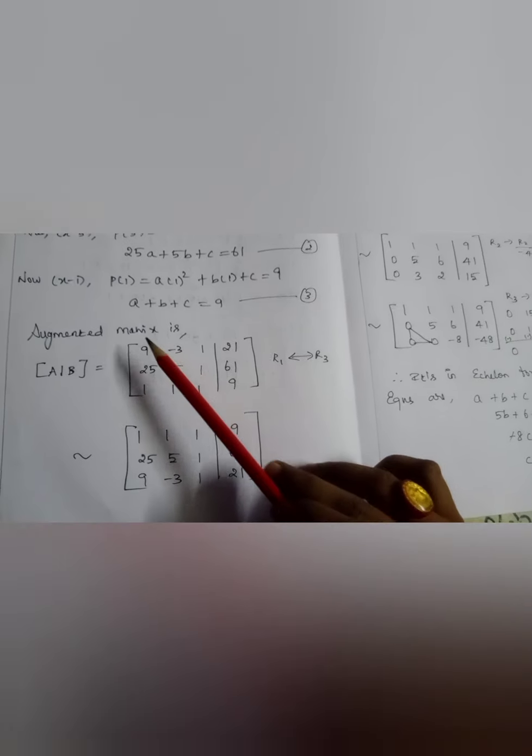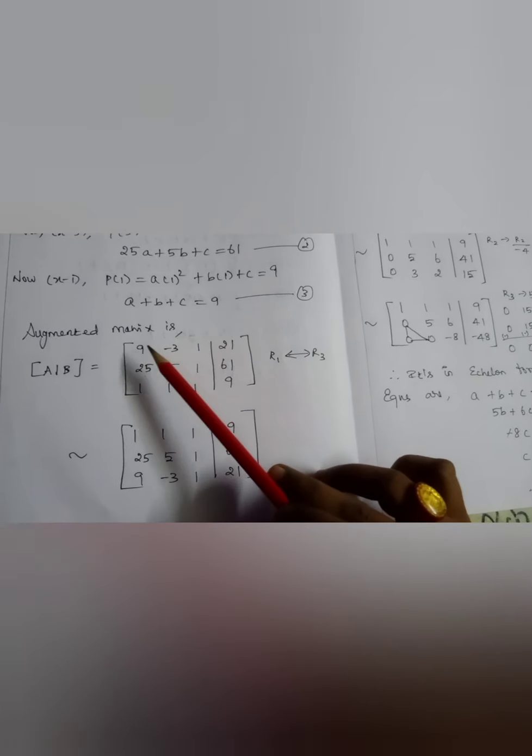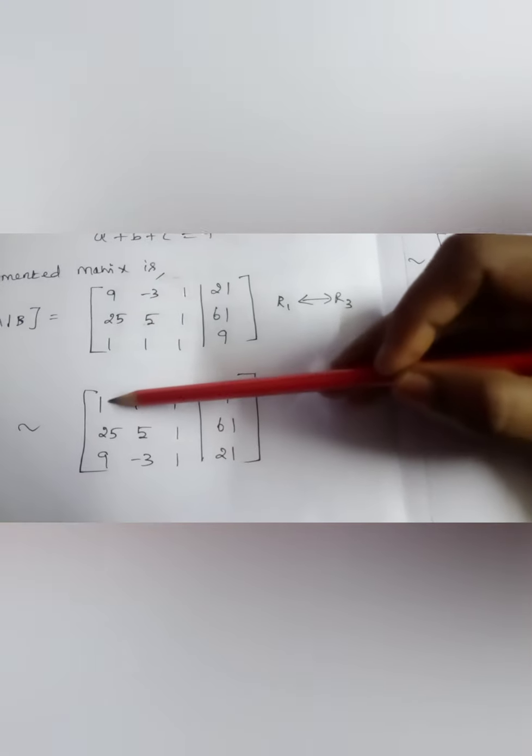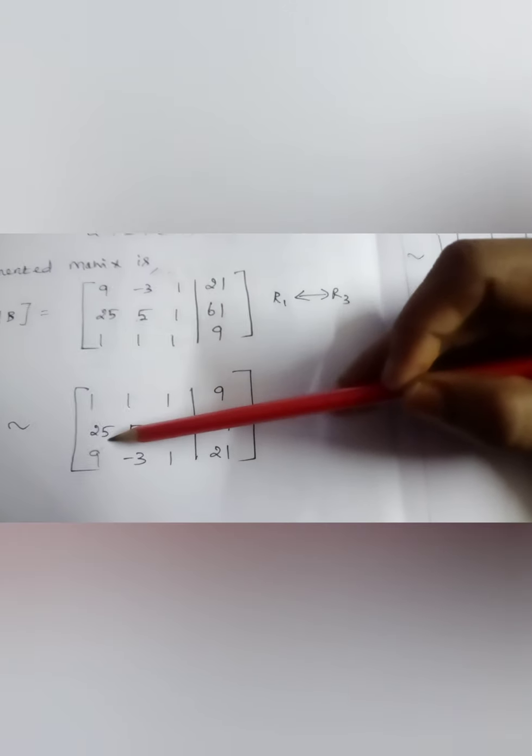Here it will be easier for us to apply the elementary transformation if the first row is occupied with 1. So we will interchange R1 and R3. We have got this new matrix, and now we will apply R2 as R2 minus 25 R1. Because here we are having 25, so when multiplying R1 by 25, 25 minus 25 will become 0. That's why we are choosing it like that.